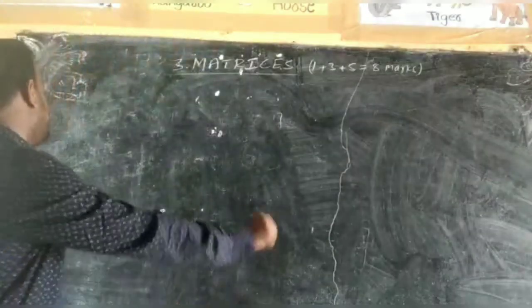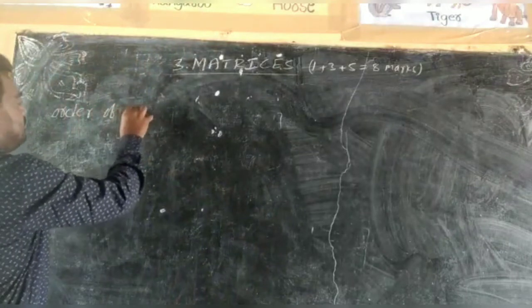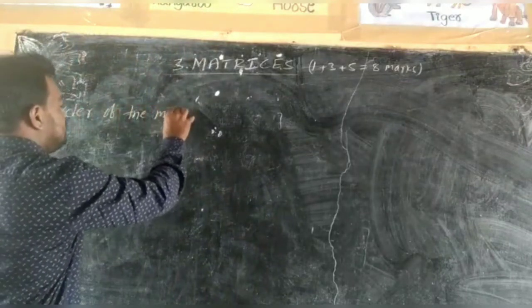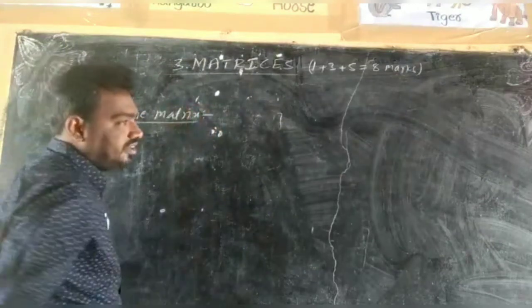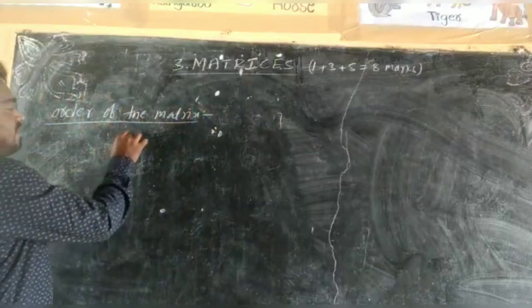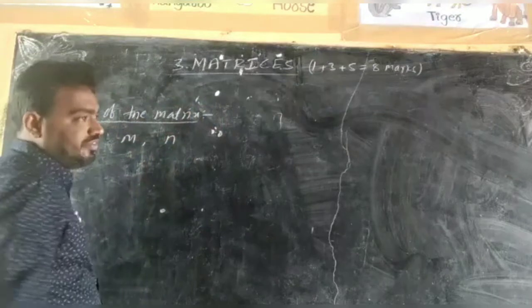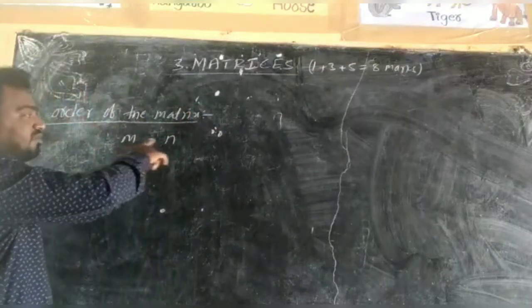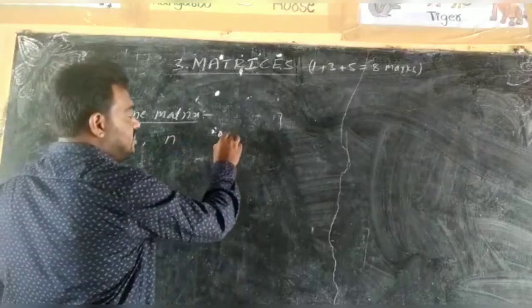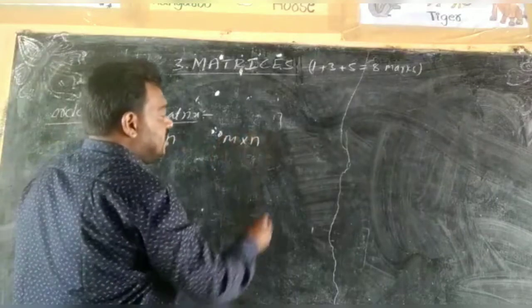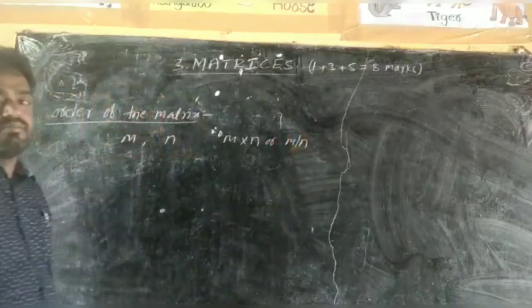Next, order of the matrix. How are we defining the order of the matrix? A matrix having m rows and n columns, then the order of the matrix we denote as m cross n or m by n.